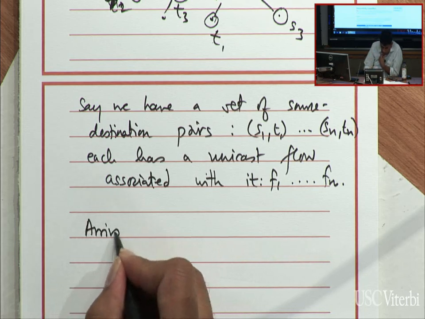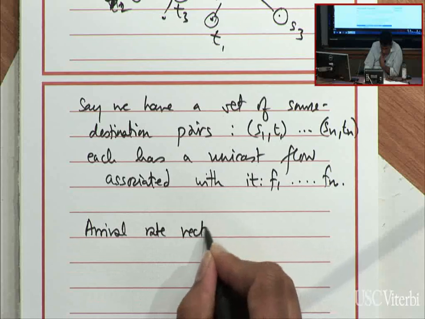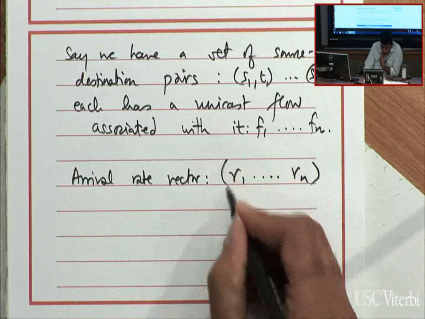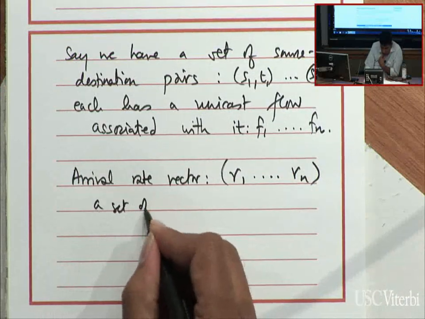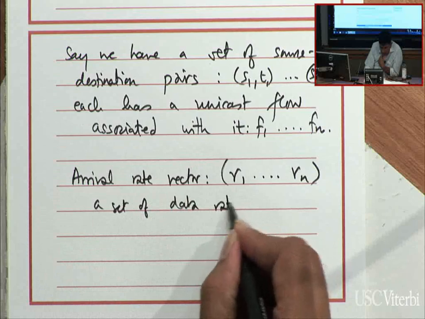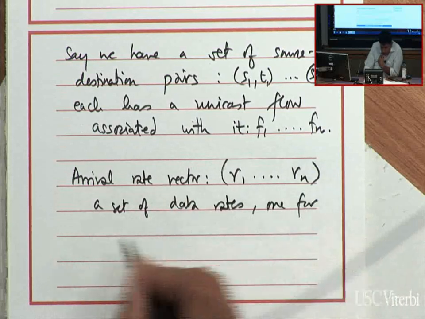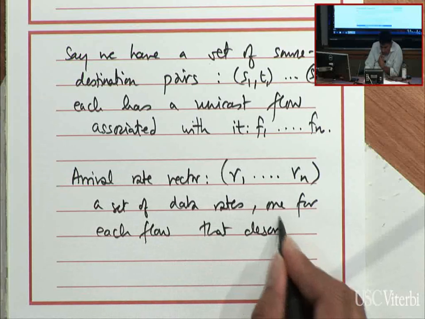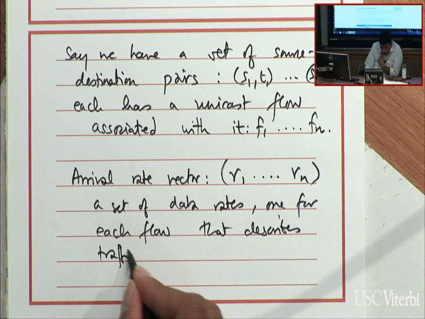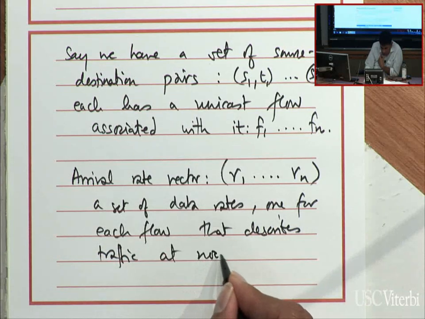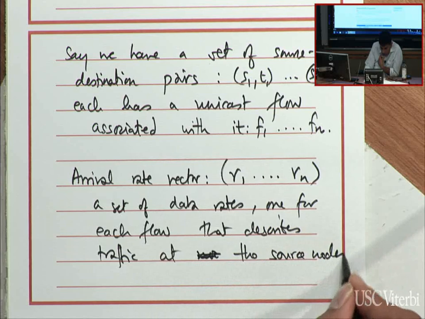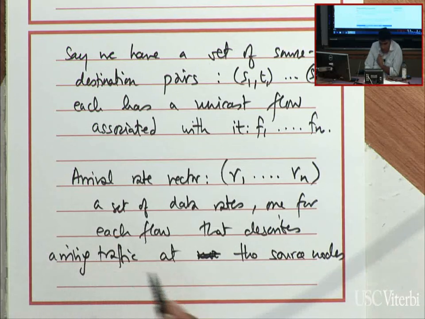Then an arrival rate vector is a collection of rates R1 to Rn, okay, a set of data rates, one for each flow that describes traffic at the source nodes. The arriving traffic. By arriving traffic, I mean this is what they're generating that they want to get to the destination.